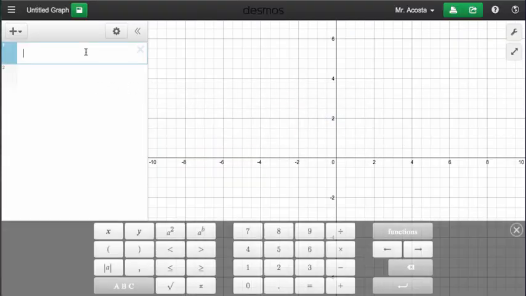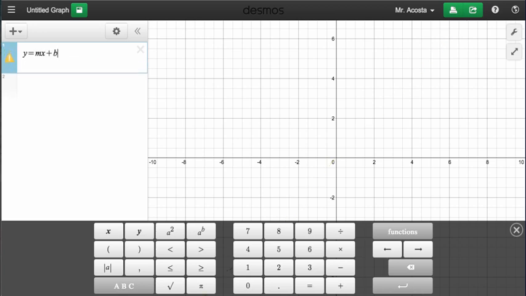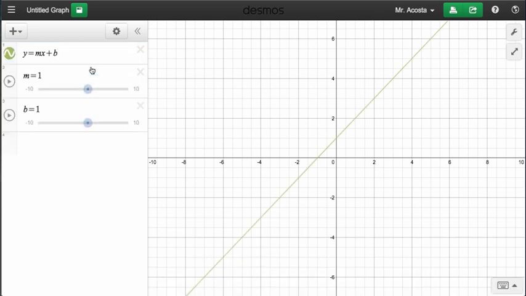On Desmos.com, you can type y equals mx plus b, and you have a choice to create sliders. What are sliders? Basically, something that lets me change the value in the equation. So that's y is equal to 1x plus 0, so my b is 0. And I notice that if I make my m higher, my line gets steeper. If I make my m 0, it's horizontal.